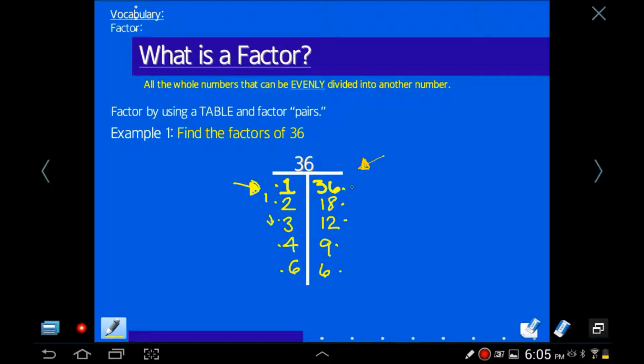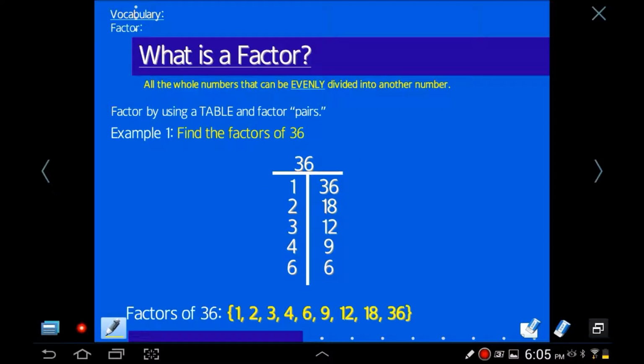Now these are all called factor pairs. They all, if you were to multiply them, make 36. 1 times 36 is 36, of course. 4 times 9 is 36. 3 times 12 is 36.